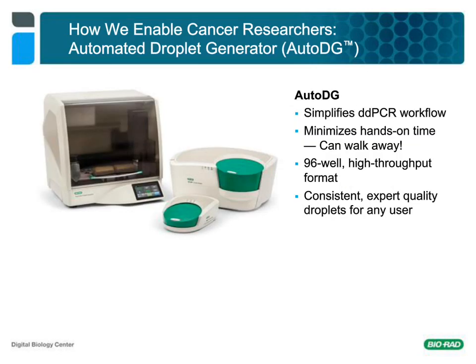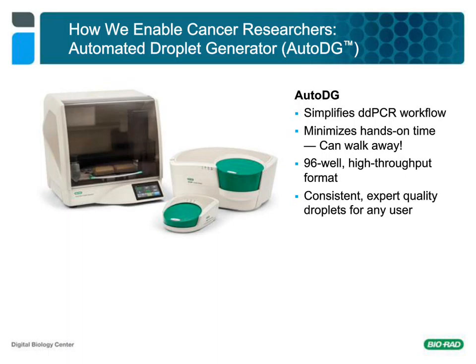This year we have brought new products to market to meet the needs of our growing customer base, the cancer researchers. We've recently released the AutoDG, a machine that automates droplet generation up to 96 samples at a time. There is minimal hands-on time, a high throughput format, and consistent expert quality droplets from any user.